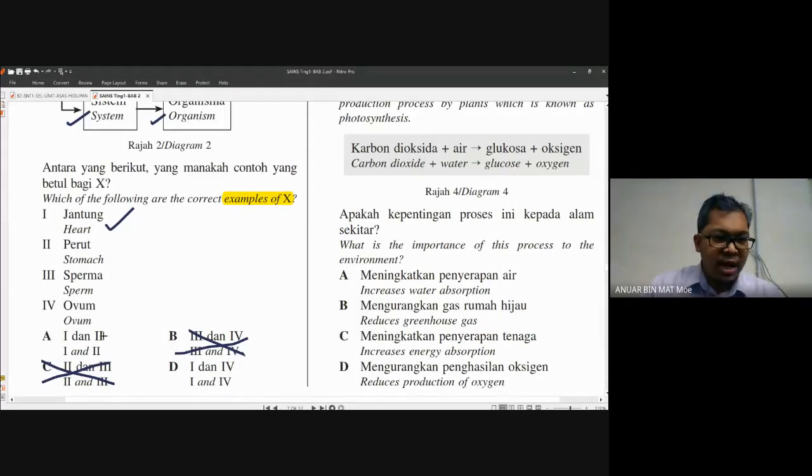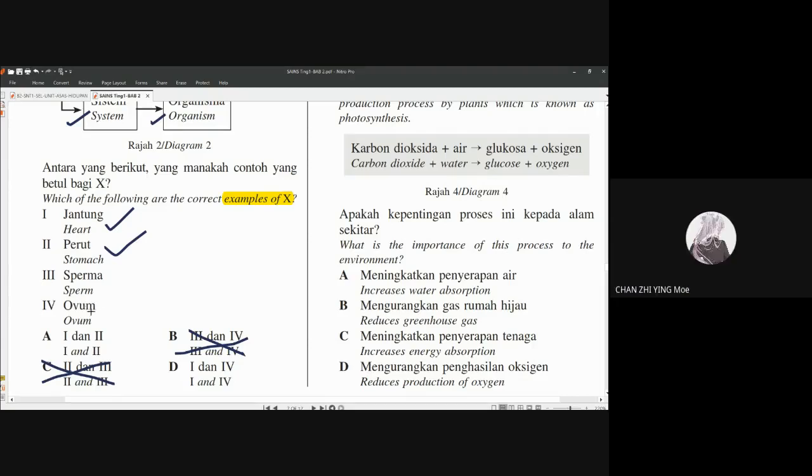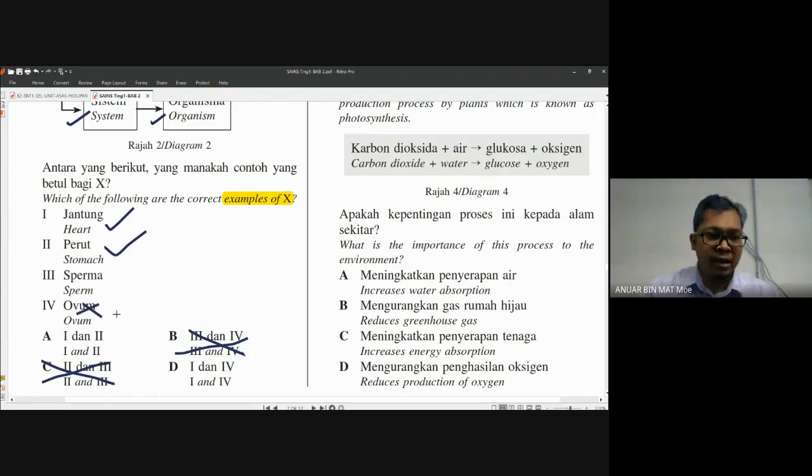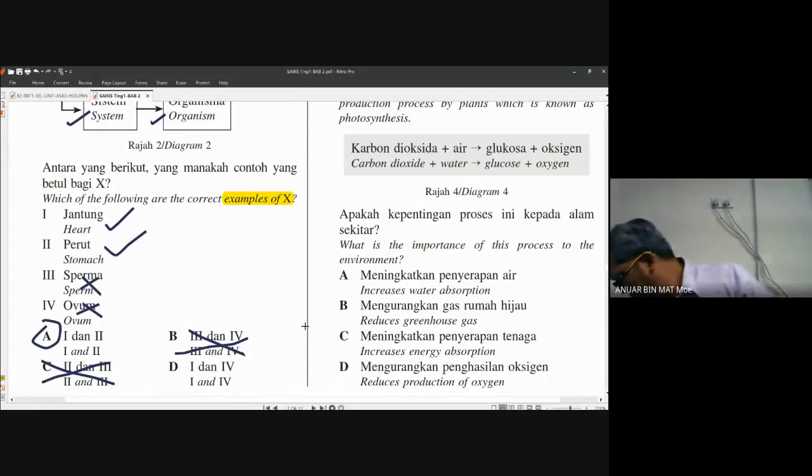Option A, 1 and 2. Option D, 1 and 3. So you must look at option number 2 and option number 3. Number 2, stomach. Is it an organ? Yes, of course. And then number 4, ovum. Is it an organ? No, ovum is not an organ. Ovum is cell. Sperm also is cell. So the answer is A. The answer is A. Very easy.